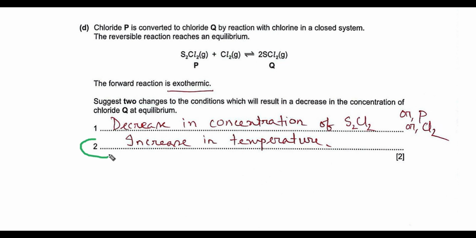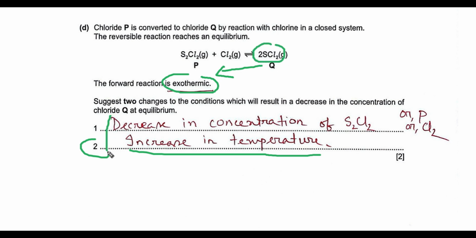Number 2, increase in temperature. As this reaction is exothermic, if you increase the temperature, equilibrium will move from right to left, so Q will decrease. These 2 conditions will decrease Q, I mean sulfur dichloride.